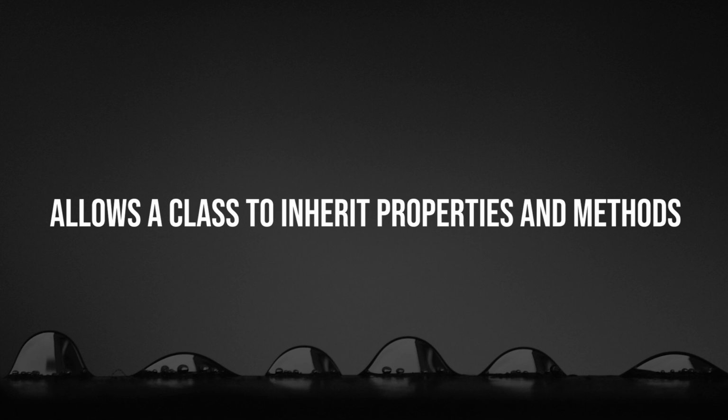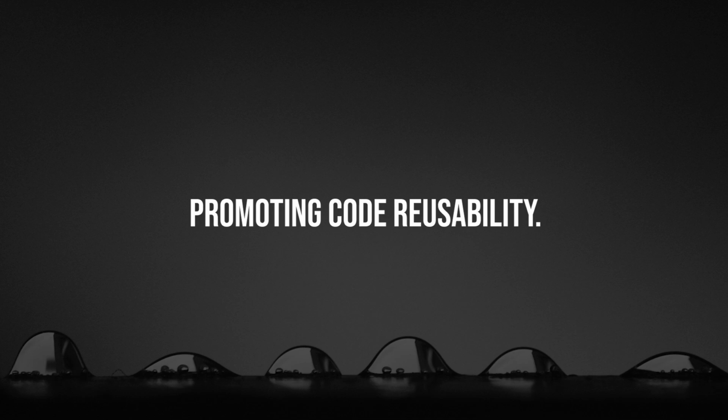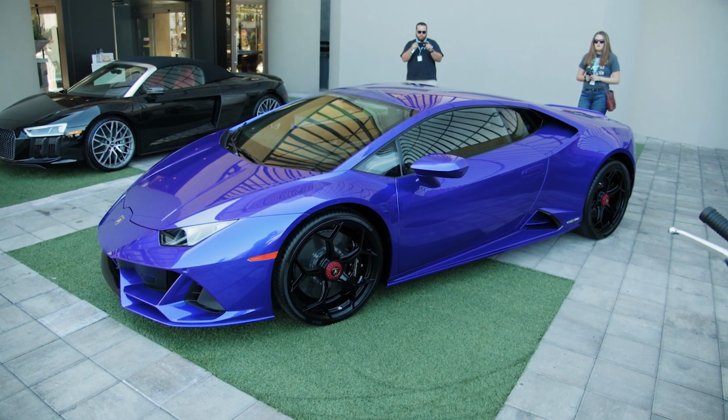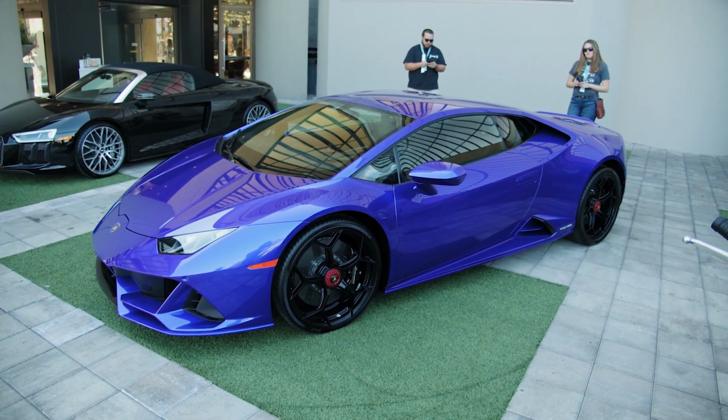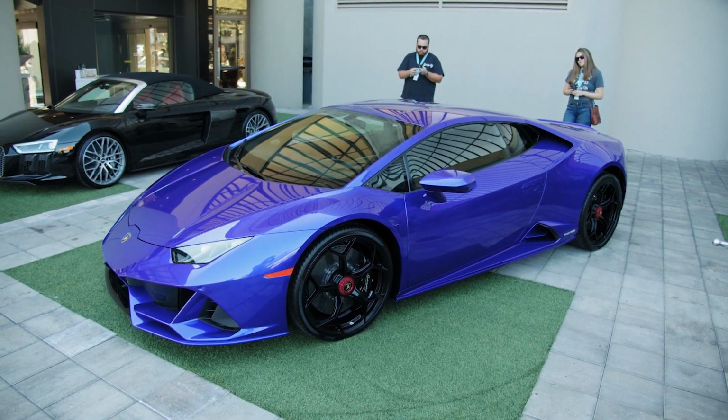Inheritance allows a class to inherit properties and methods from another class, promoting code reusability. If you create a vehicle class, a car class could inherit from it and add its own specific features.